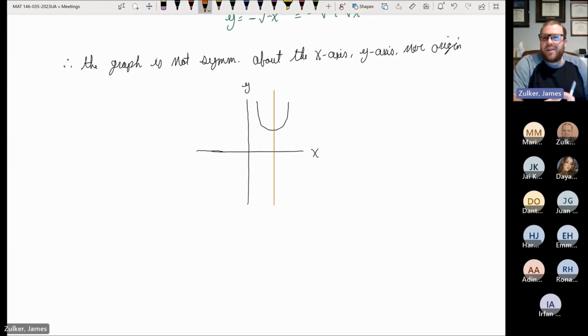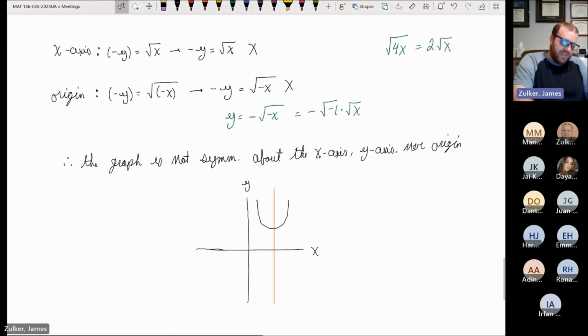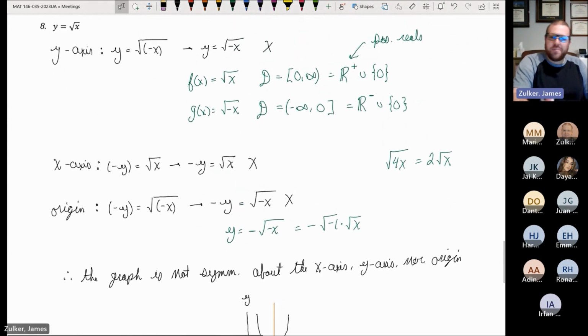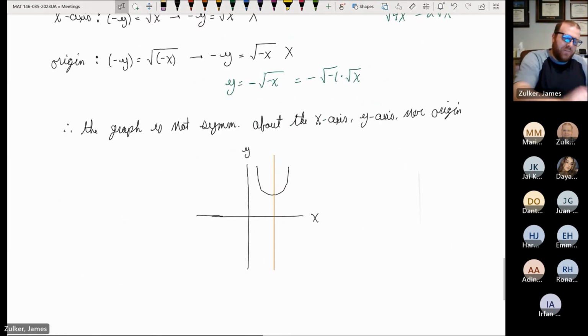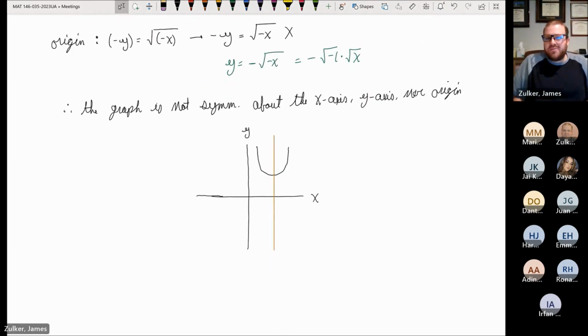So you've got to be careful when you're answering these questions. In this case, you'd be safe. For number 8, you'd be safe if you said it has no symmetry, because it actually doesn't. But if I gave you that relation, saying it doesn't have any symmetry is not correct, because it does. It just doesn't have any of the 3 types of symmetry that we considered.